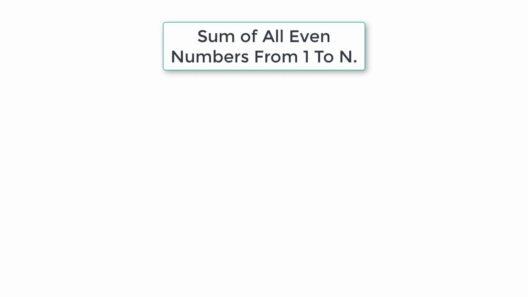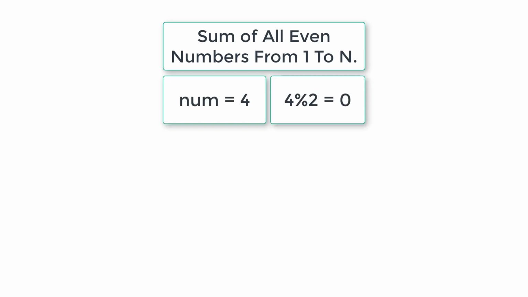Let's write a C program to find the sum of all the even numbers from 1 to n, n being the number entered by the user. Well, an even number is an integer that is exactly divisible by 2. For example, 4 is exactly divisible by 2 to give a remainder of 0, so 4 is an even number.